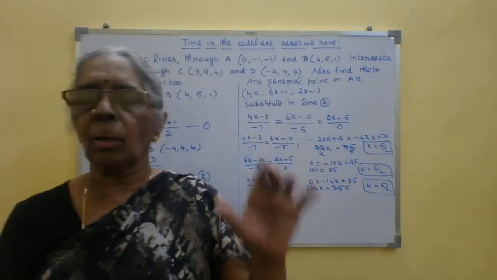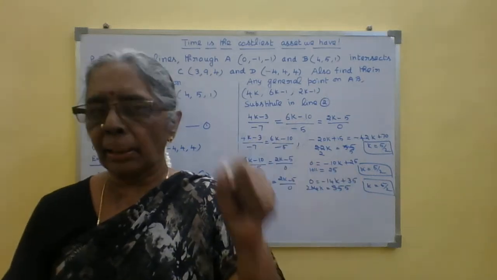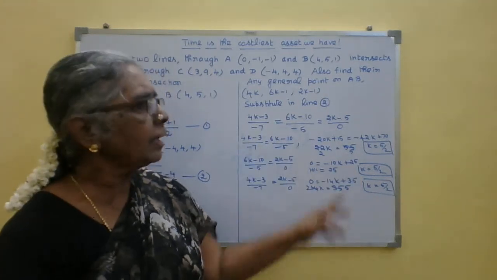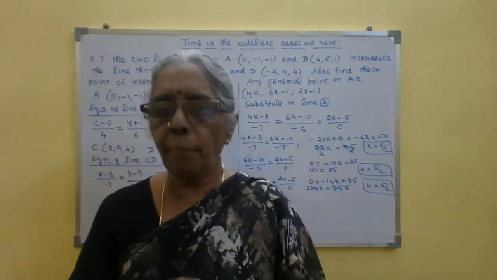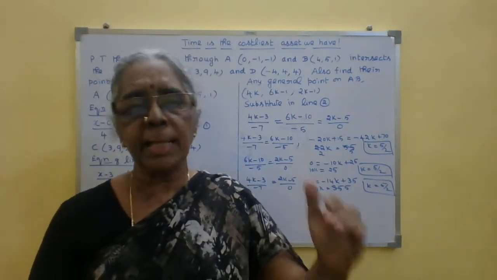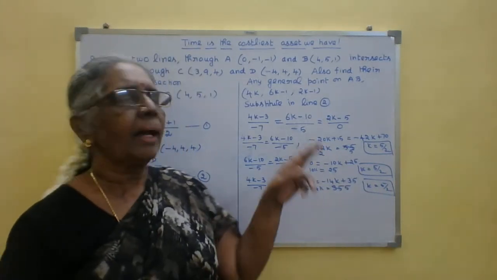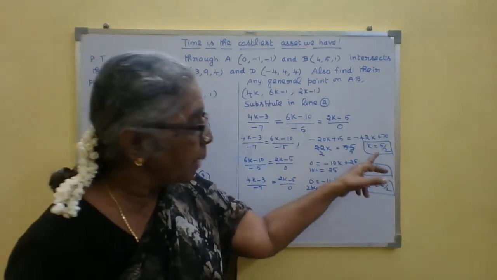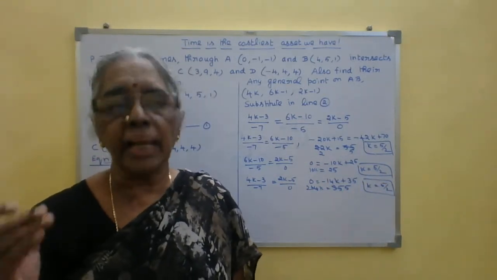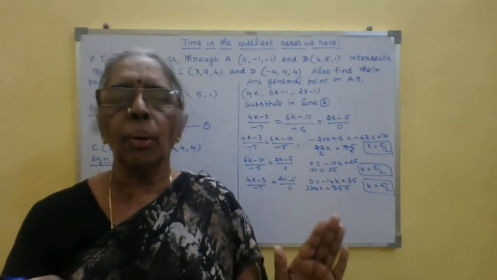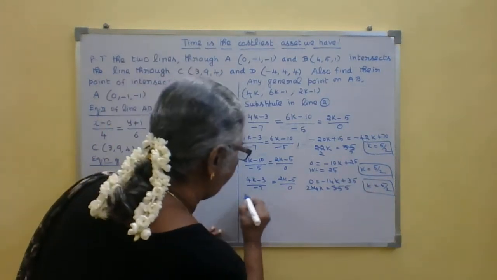Definitely you have to take all the 3 pairs. Then if you get the same k value, that means for k is equal to 5 by 2, there will be one common point which will lie on both the lines. So we can say the 2 lines intersect. Supposing even in one case you are not getting the same k value, that means the 2 lines do not intersect. Okay. So now I have got the same k value.